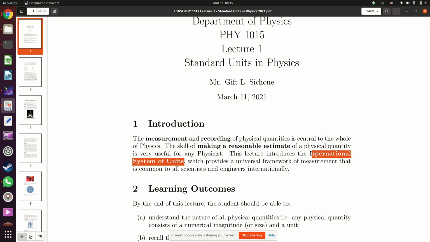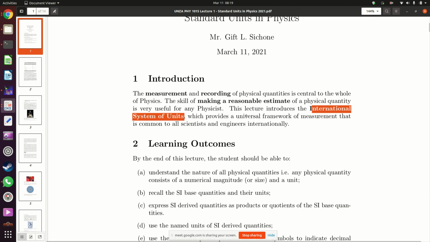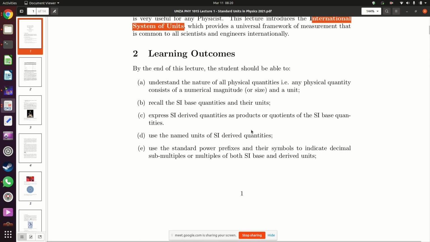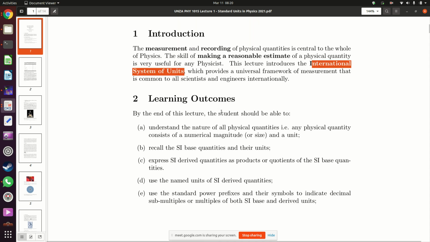They are organized in two groups: a group called base quantities, which only has 7 physical quantities, and another group called derived quantities, which has several physical quantities, most of which you know. So what are the objectives of this lecture? By the end of this lecture, we want you to understand the following about all physical quantities which you're going to talk about in physics.